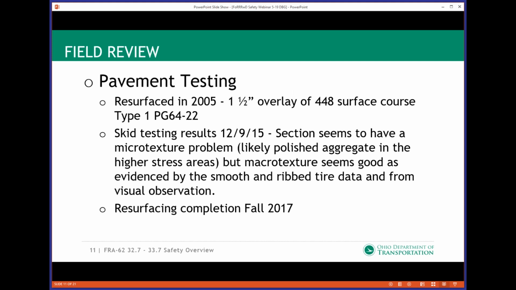So we got together with Tech Services to have them go out and do some skid tests, and they got out there. All this happened in November, and in December, right after the November crash, Tech Services was able to get out there in early December, and their testing came back. They found that the polishing of aggregate was looking like it was a problem. And you can see some of the pavement information. It was resurfaced previously in 2005, and we had an upcoming project that was going to be built or done in fall 2017.